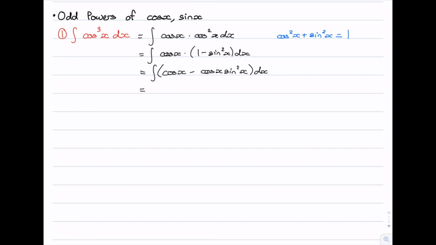And then we can split this into two integrals. Now I'm going to write out all the steps for the first example, but once you become confident with it, you don't need to do all these steps. It's going to be two integrals, the integral of cos x minus the integral of cos x sine squared x. Now the first integral is pretty standard. This should just be sine x.